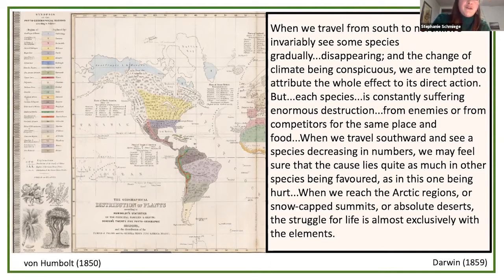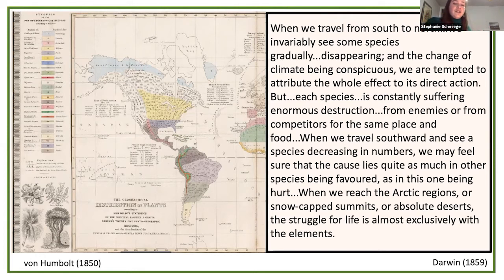And if you'll indulge me, I will actually read it here because I love the language of it. When we travel from south to north, we invariably see some species gradually disappearing, and the change of climate being conspicuous, we are tempted to attribute the whole effect to its direct action. But each species is constantly suffering enormous destruction from enemies or from competitors for the same place and food. When we travel southward and see a species decreasing in numbers, we may feel sure that the cause lies quite as much in other species being favored as in this one being hurt.